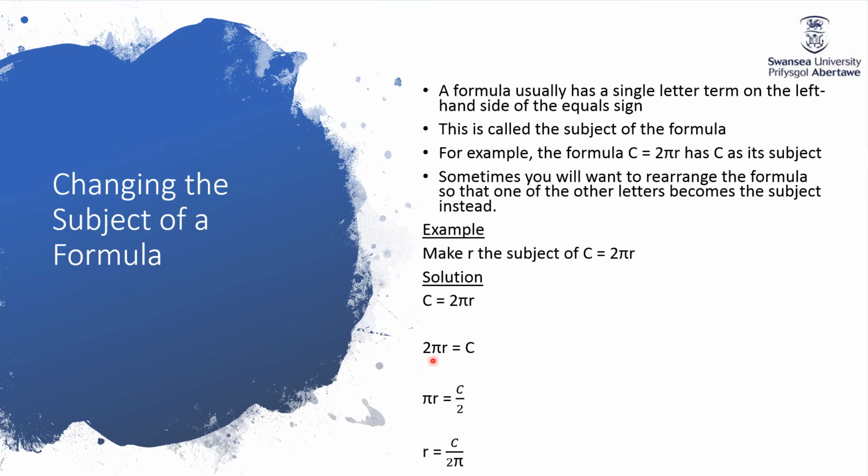Then we simply divide by the 2. So we can divide both sides by 2 to remove the 2 from the left-hand side to the right-hand side, as you can see here. C is now divided by 2. And then we simply finally divide by the pi to give us r equals C over 2 pi. Now remember not to do 2 divided by pi because it's this expression that's divided by pi, not the 2 itself. So that's why it's C over 2 lots of pi. That concludes this part of the lecture.